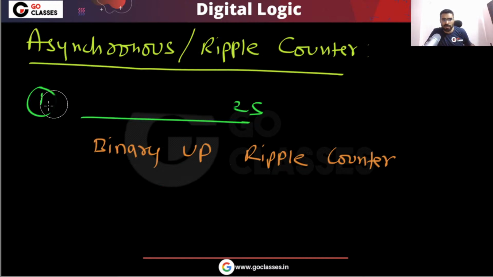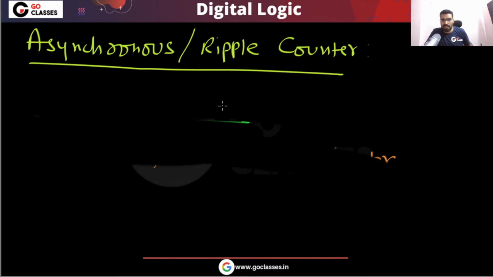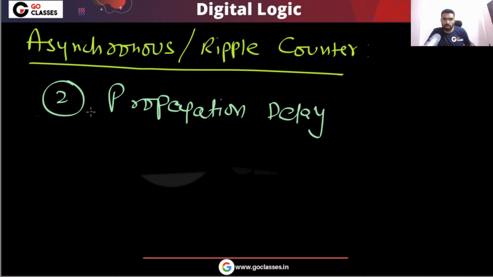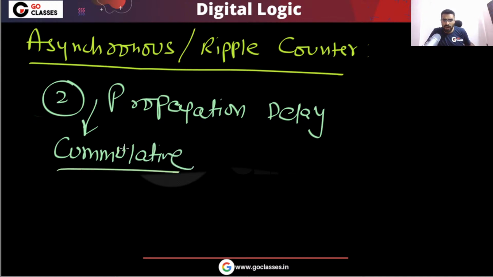What is another problem in a ripple counter? Tell me, what is another problem of a ripple counter? That is the propagation delay. This is another problem, the cumulative propagation delay. Why am I calling it cumulative propagation delay? What is the reason? Why is this a problem?